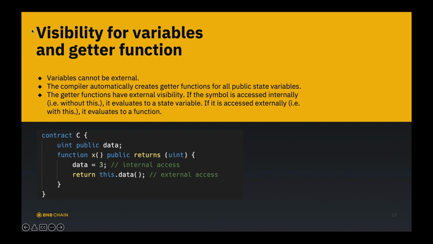What it does is, if the symbol is accessed internally, that is without this dot, it evaluates to the state variable. If it is accessed externally with this dot, it evaluates to an external function. An example is given below. You have a public state variable called data. If you use data equals 3, then this will be evaluated as internal access. You modify the value of data. If you use this.data with parentheses, this will be interpreted as an external function call, the getter function of the public variable data.